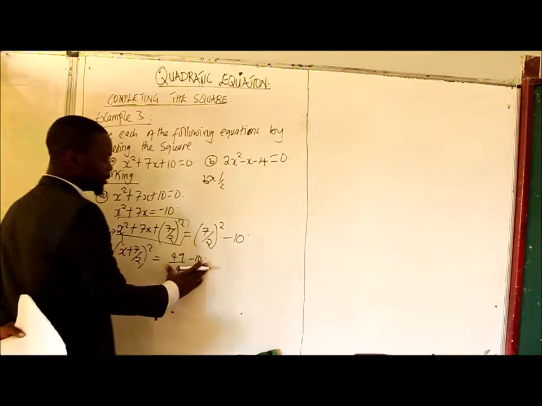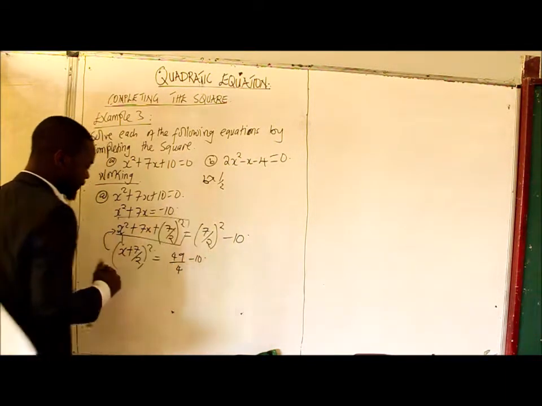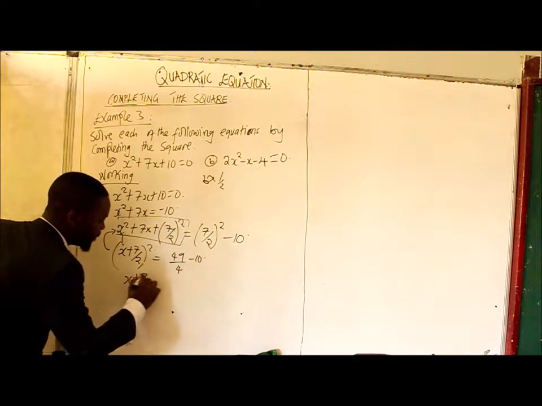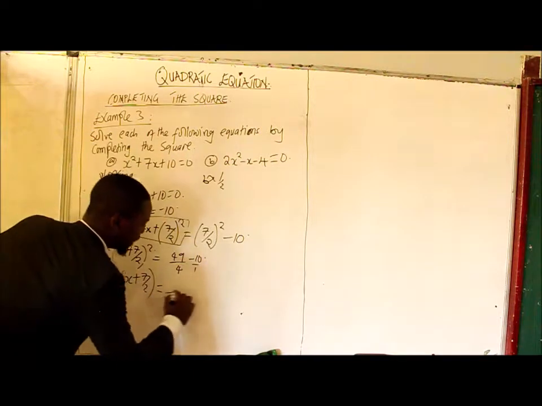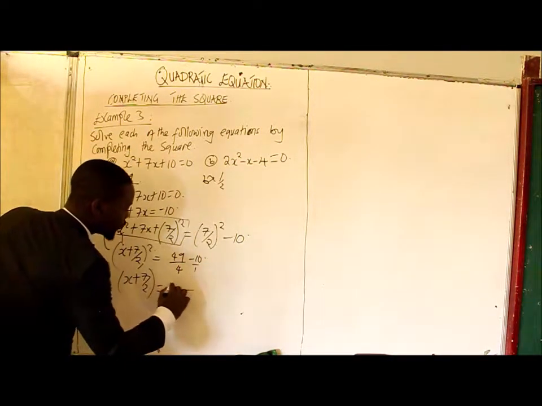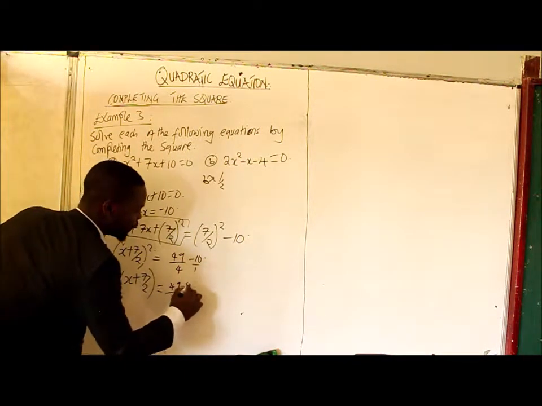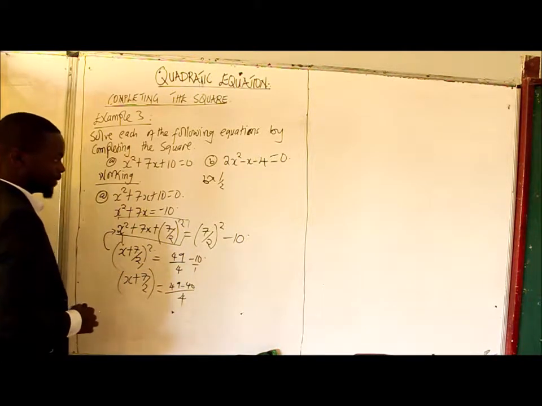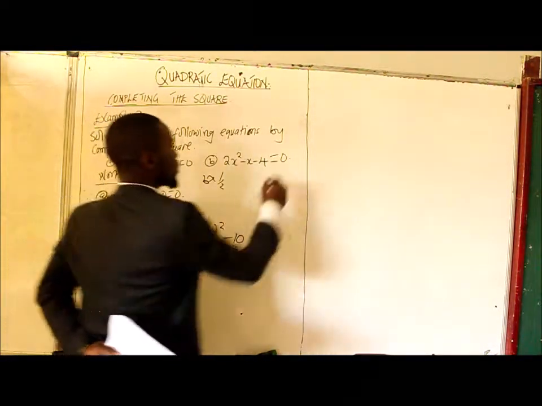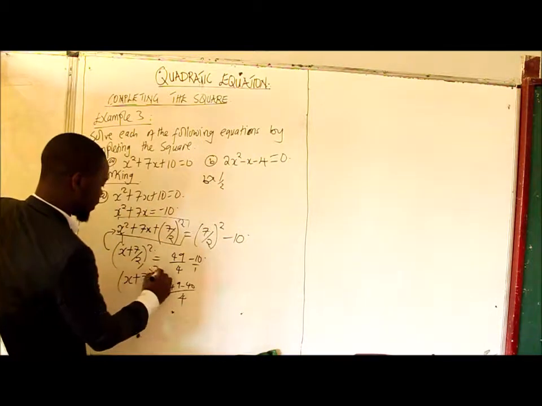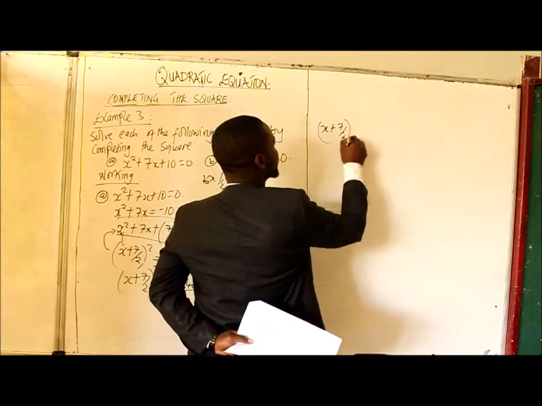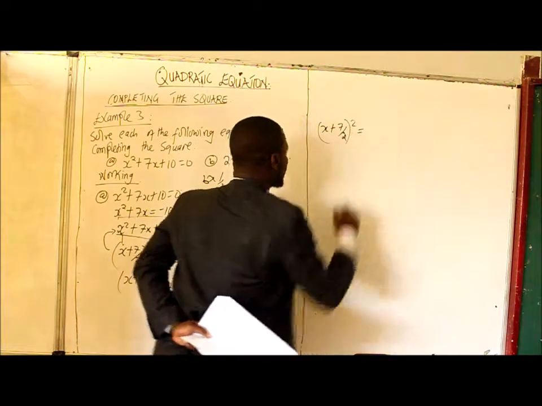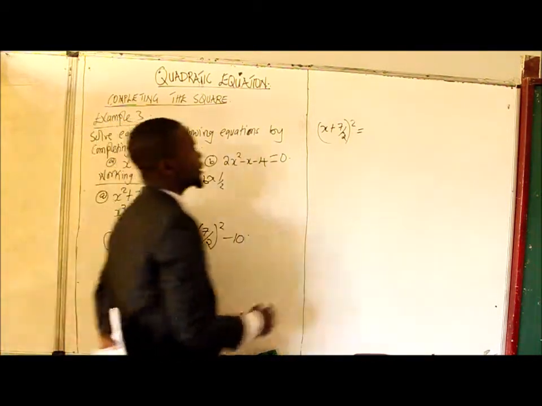Alright, so let's simplify our right hand side. So I have got x plus 7 over 2 is equal to, alright? So from here, 4 is common. You have got 49 minus what? 40. 49 minus 40. So let's come this side. So we have got, remember we have got squared here. So x plus 7 over 2 squared is equal to 49 minus 40, which is what?